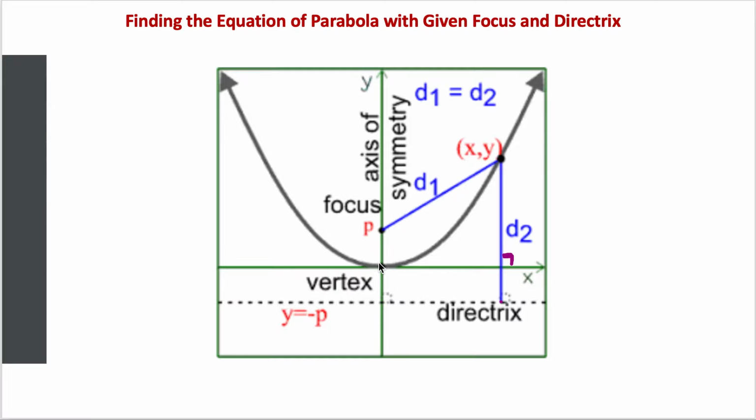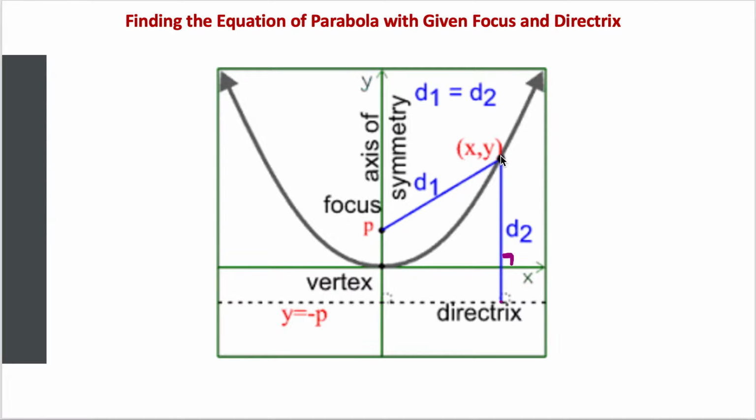The directrix is on the opposite side of the focus, at the same distance, here P. Whatever the distance from the vertex to the focus, the same distance is from the vertex to the directrix. And the directrix is equal to minus P, so this line here.